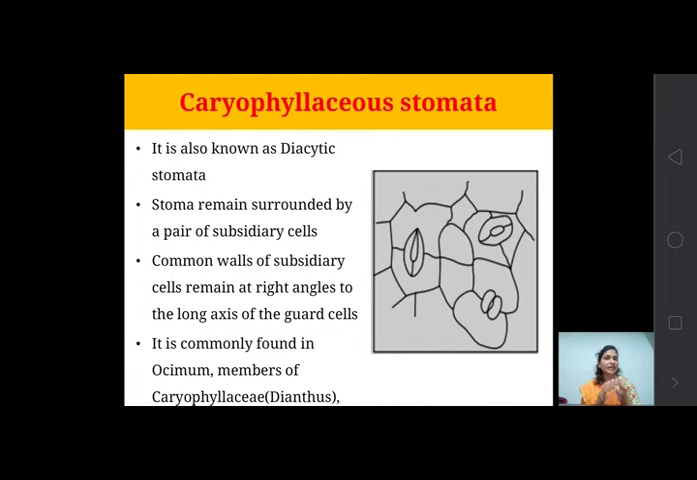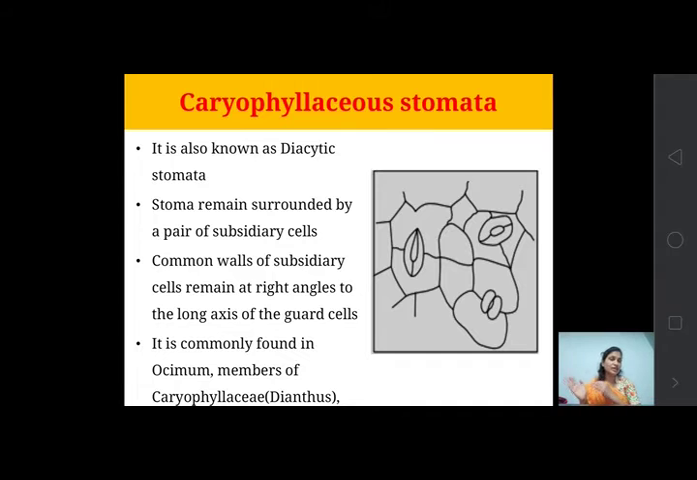It is present in caryophyllaceous members. It is also present in Ocimum, and Dianthus is a caryophyllaceous member. Ocimum is a labiate member, but it is also present in Ocimum. So this is about the dicytic or caryophyllaceous stomata.